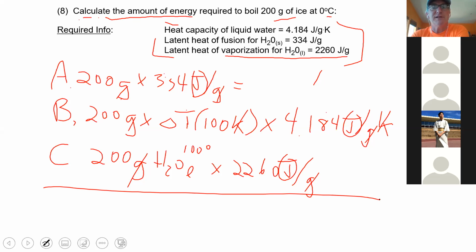On a test, I may give you something nasty. Actually, I probably will do that. I'll give you ammonia. Or maybe even CO2.